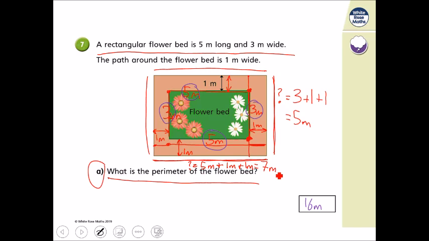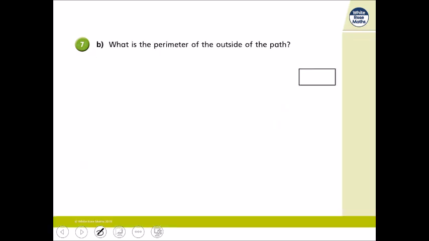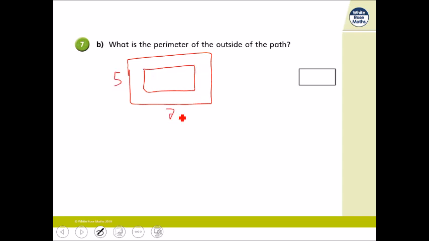So we go to the next, the perimeter of the outside of the path. So there's the outside of the path, and there's the flower bed in the middle. So that's 5, that's 7, that's 5, and that is 7. So 7 add 7 is 14, 5 add 5 is 10, so therefore the answer is 24 meters.